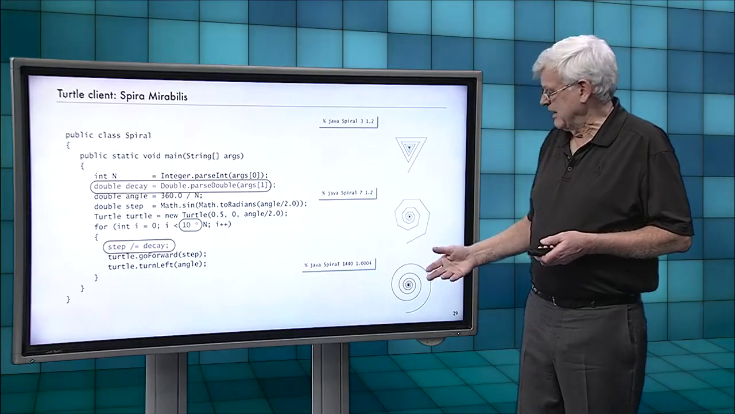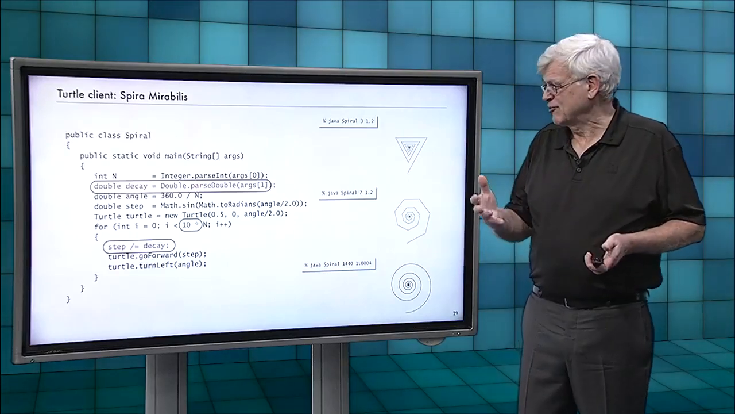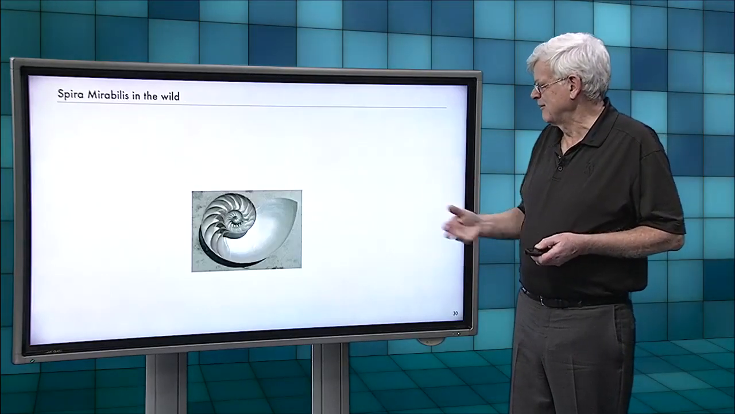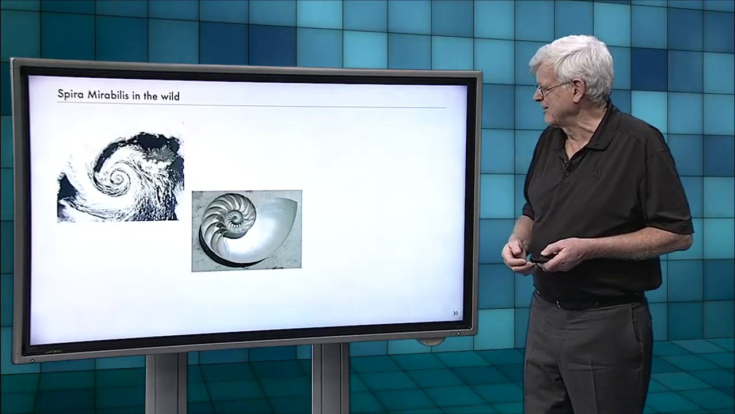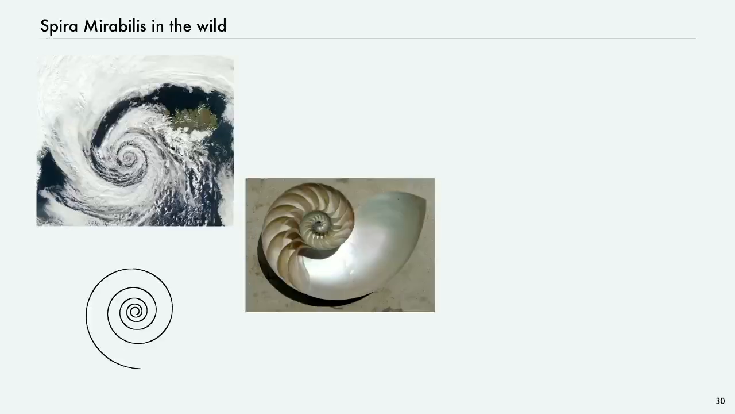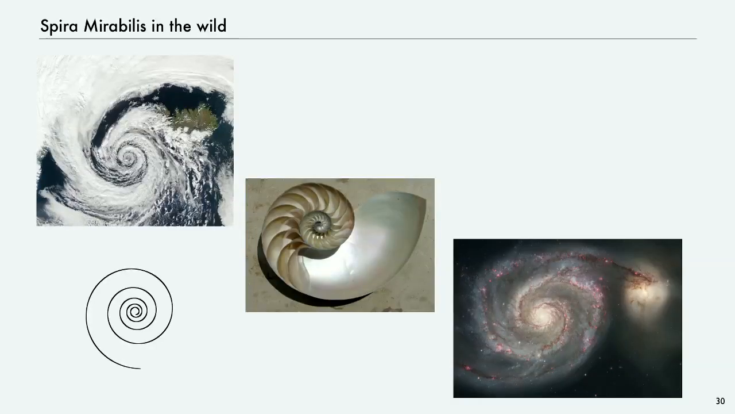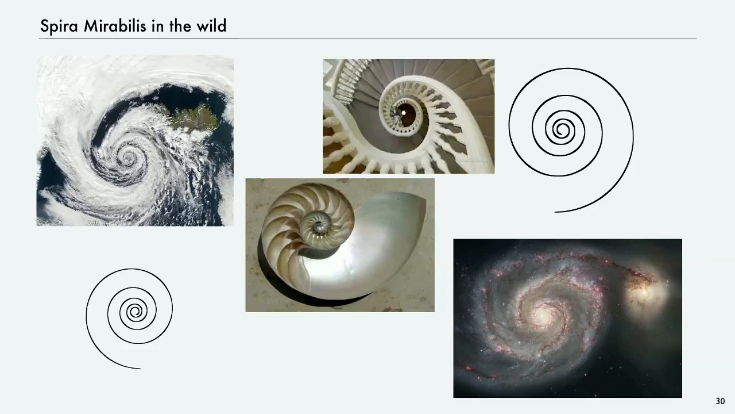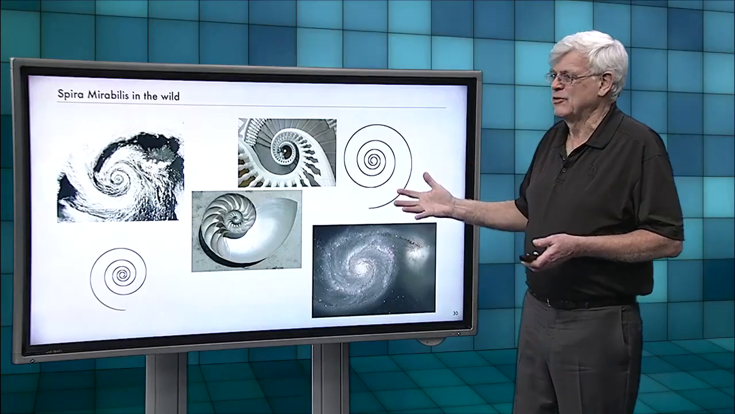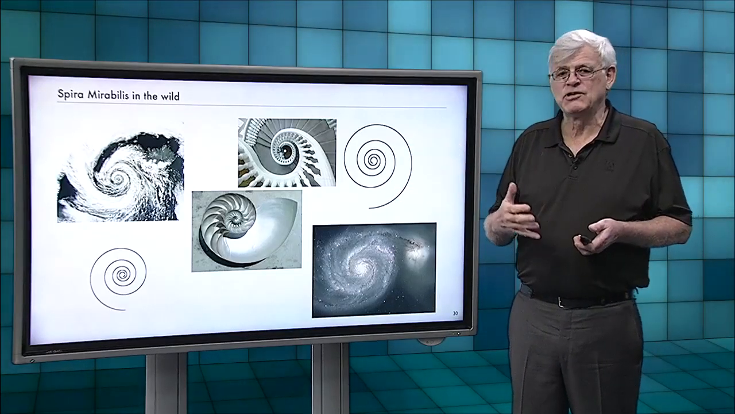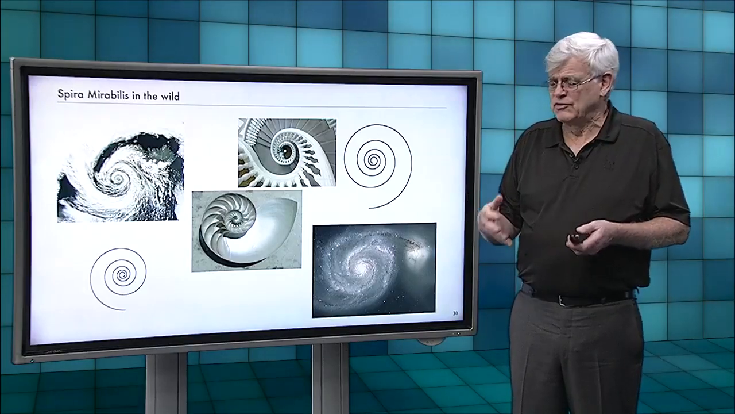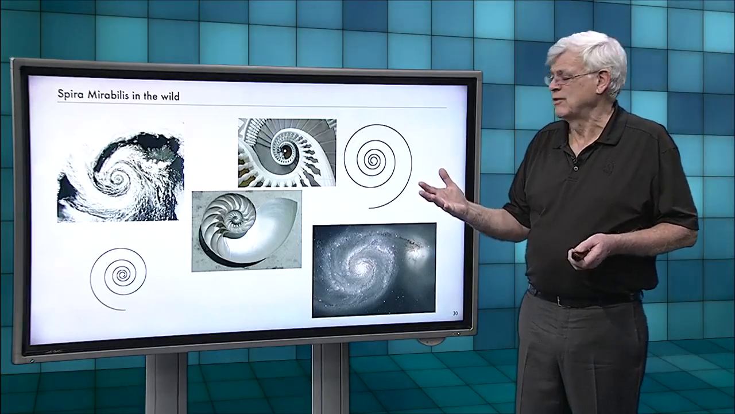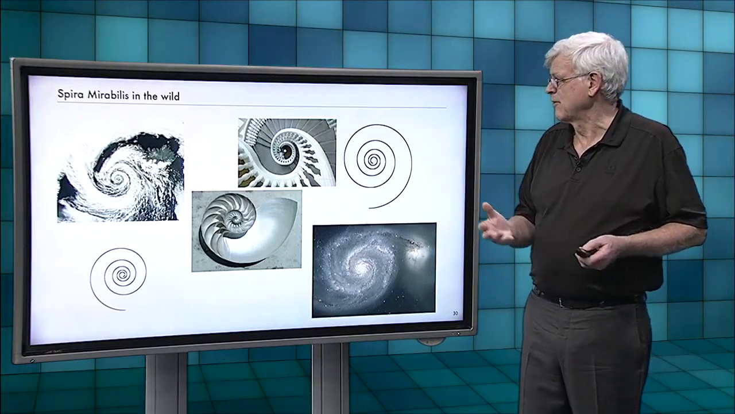And this brings us to nature. This pattern actually appears often in nature. It's the shape of a nautilus shell. It's the shape of a hurricane, and it can go right or left, actually. Galaxies, or even in architecture, people use spira mirabilis. So modeling these kinds of situations is something that we can easily do with the turtle, which is an abstraction that we just created for doing drawings.